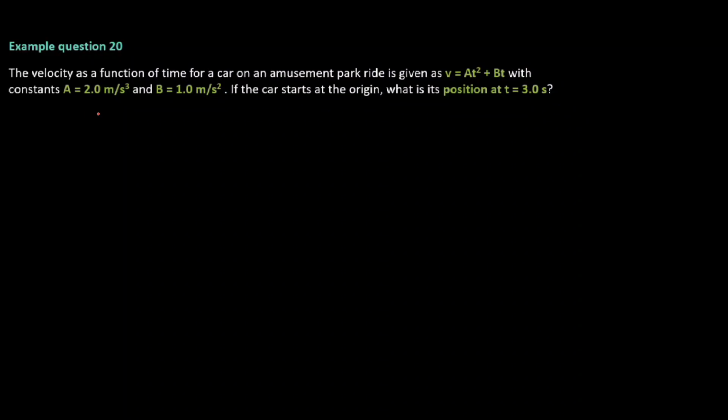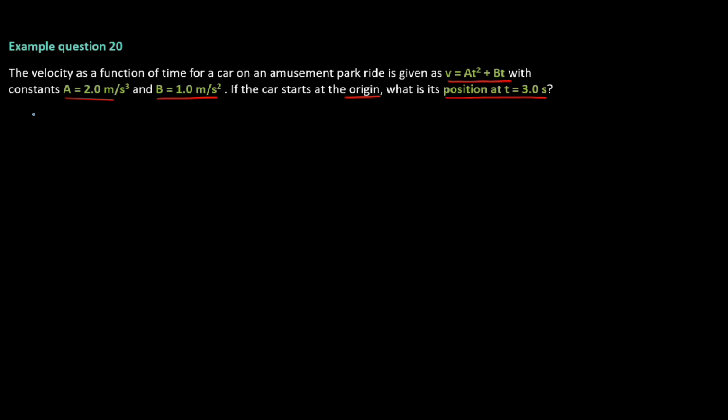Example question 20. The velocity as a function of time for a car on an amusement park ride is given as v equals at squared plus bt with constant a equals 2.0 meter per second cubed and b equals 1.0 meter per second squared. If the car starts at the origin, what is its position at t equals 3 seconds?